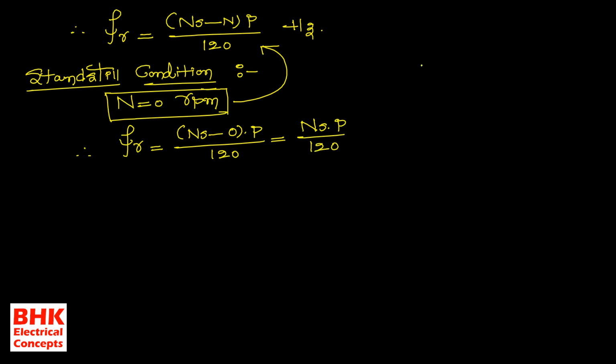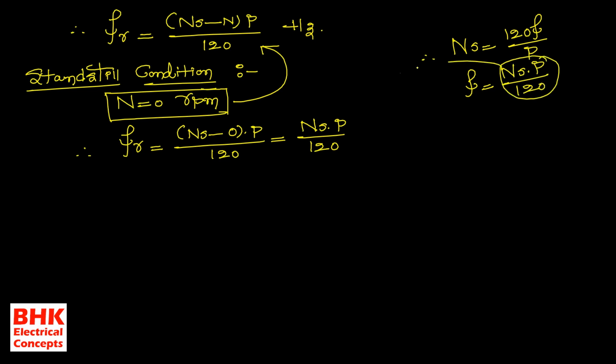You already know that previously we have written Ns is equal to 120F divided by P, where F is equal to Ns into P divided by 120. It means this term is repeating here, so instead of Ns into P divided by 120 we can directly write F. So under standstill condition of a rotor, the rotor frequency is the same as the supplied frequency. This condition is proved.